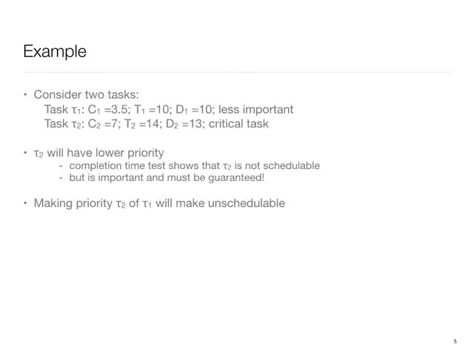So let's take a simpler scenario. I have 2 tasks. Computation times are 3.5 and 7. Periods are 10 and 14, and deadlines are 10 and 13. The first one is less important, and the second one is critical. Looking at this, normally I would give task 1 the higher priority because its deadline is less than the deadline of the second one. Remember, we are in the deadline monotonic situation here, right? So task 2 will have lower priority.